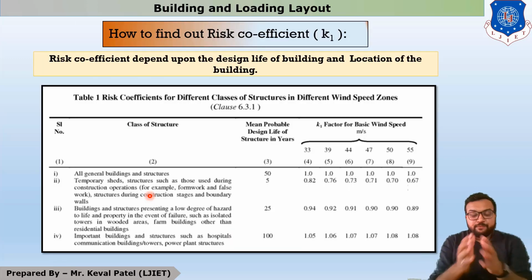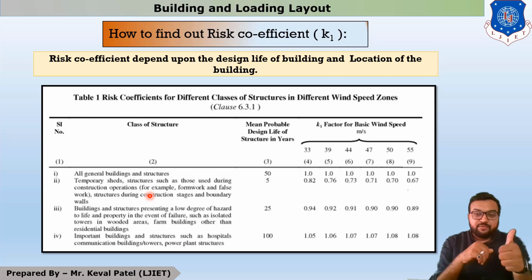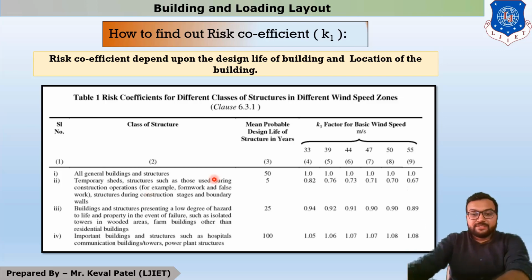Say for example our location is Ahmedabad, and we have to design a building for 25 years. Okay, so what is the value for Ahmedabad? The basic wind speed for Ahmedabad is 39 meter per second. You can see that there are different basic wind speeds for K1, in which for Ahmedabad our basic wind speed is 39.